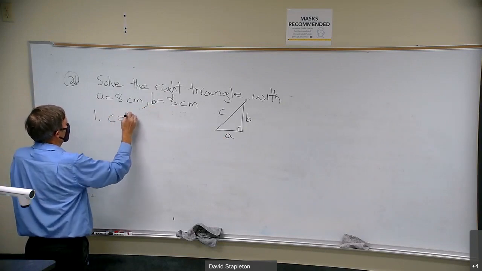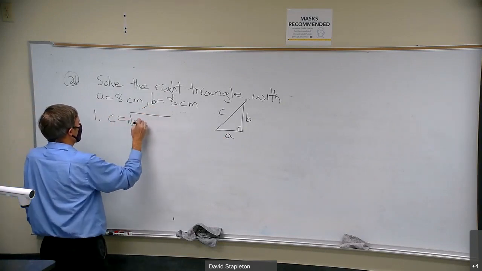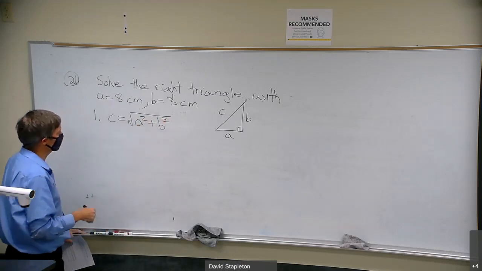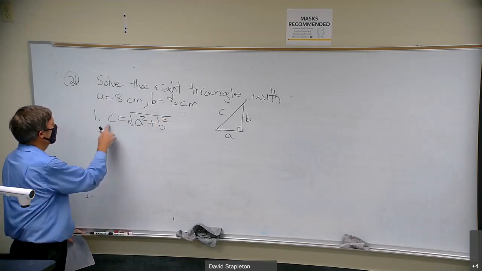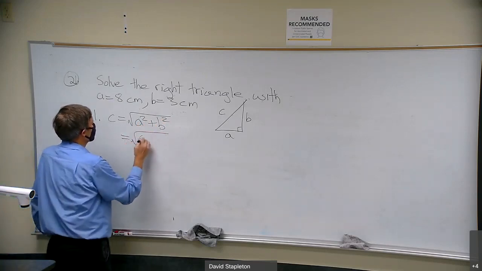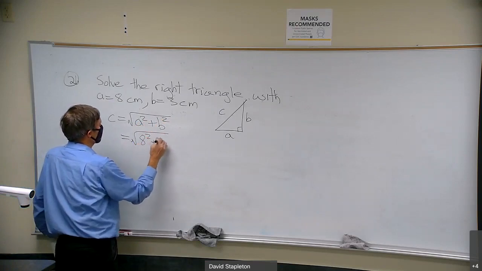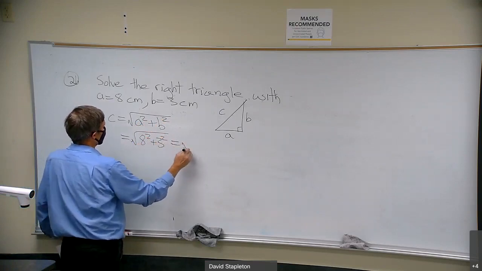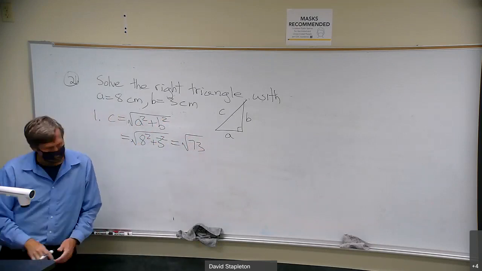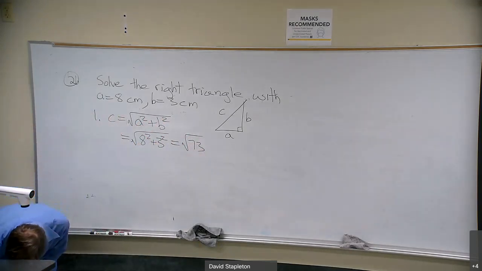Here's the Pythagorean theorem solved for C: C is the square root of A squared plus B squared. So memorize the Pythagorean theorem if you forgot it. A squared plus B squared equals C squared. Here it is solved for C. So it's the square root of 8 squared plus 3 squared, the square root of 73, and I can run that on the calculator. You'll get an approximation.